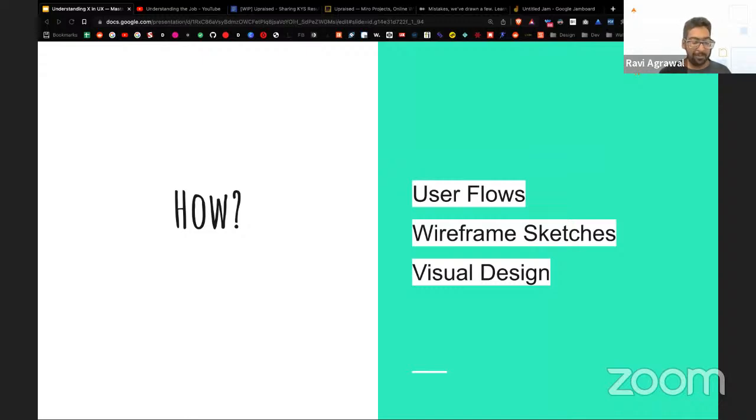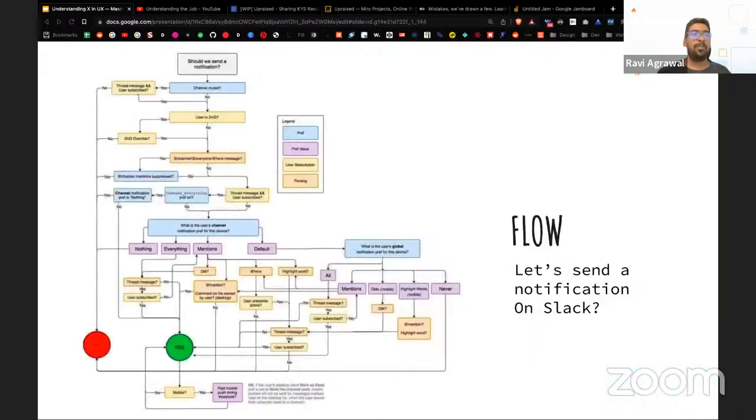We have covered the why, we have covered the who, we have covered the what, and we'll cover the how now, right? On the how, if you guys have ever used Slack, this is the user flow diagram for sending one notification on Slack. These are the number of checks and balances that are done to actually send one notification on Slack.